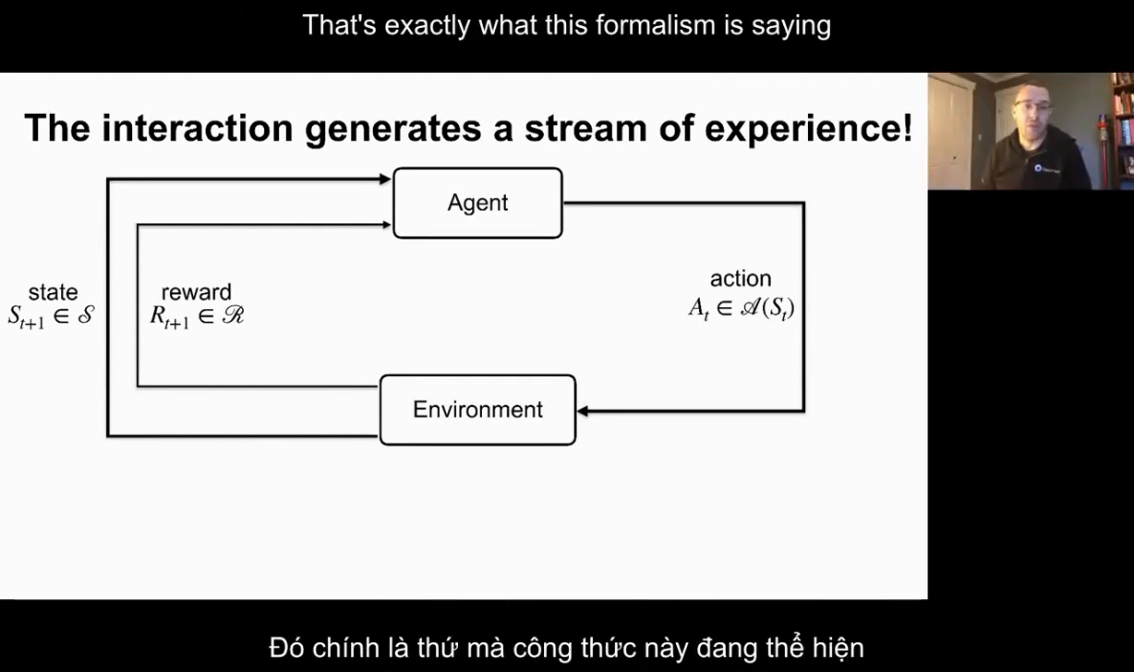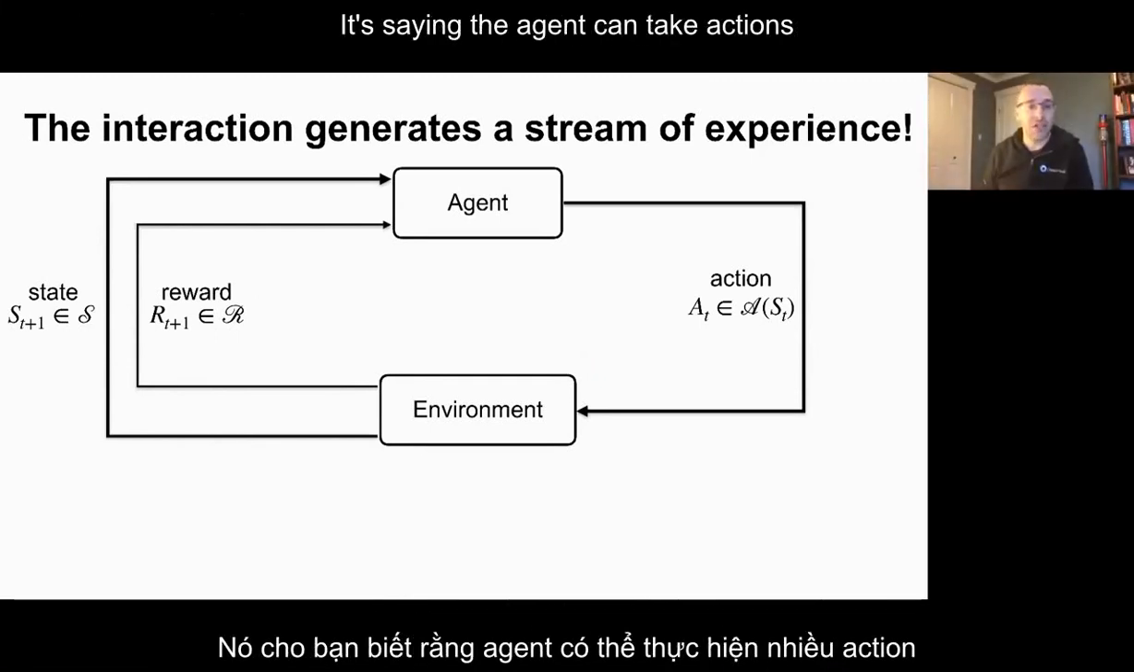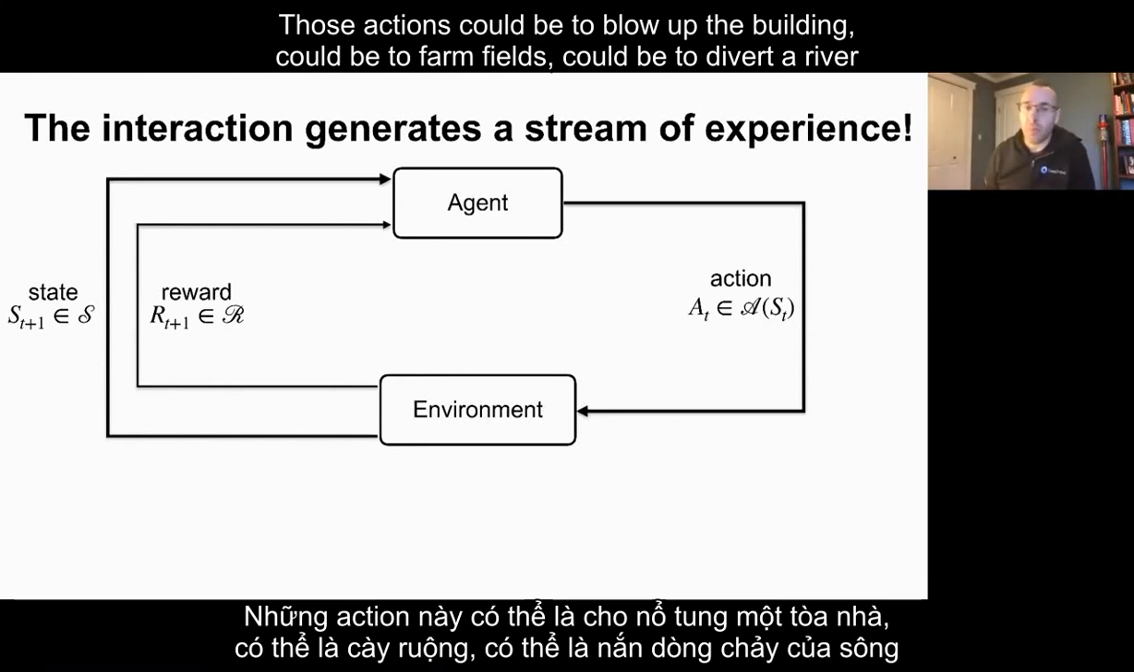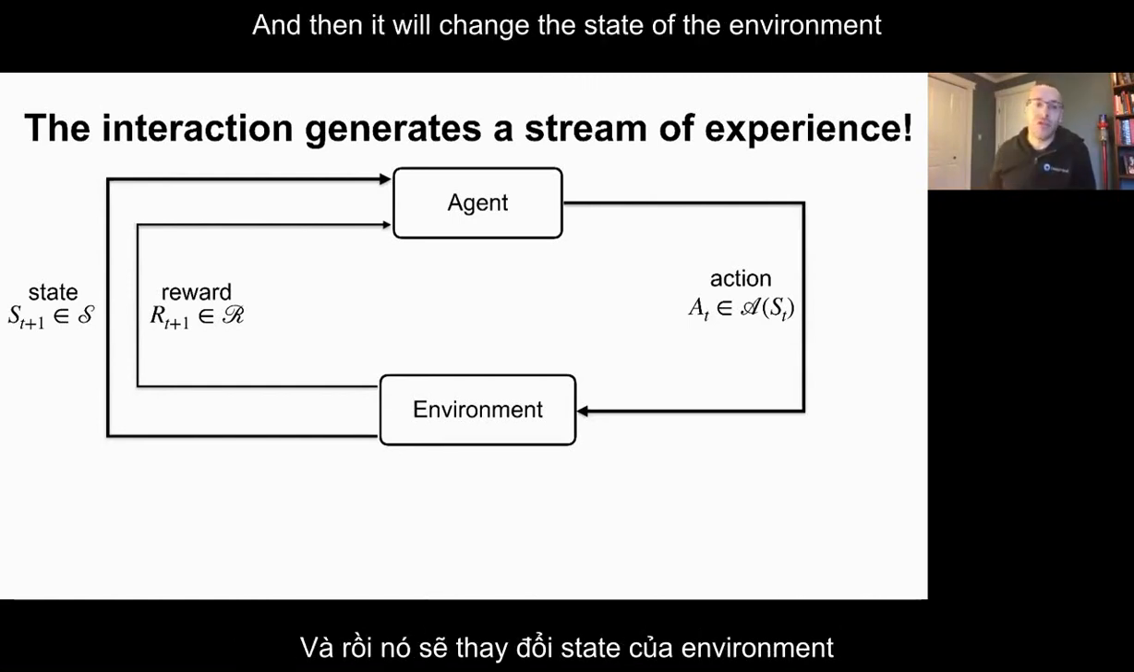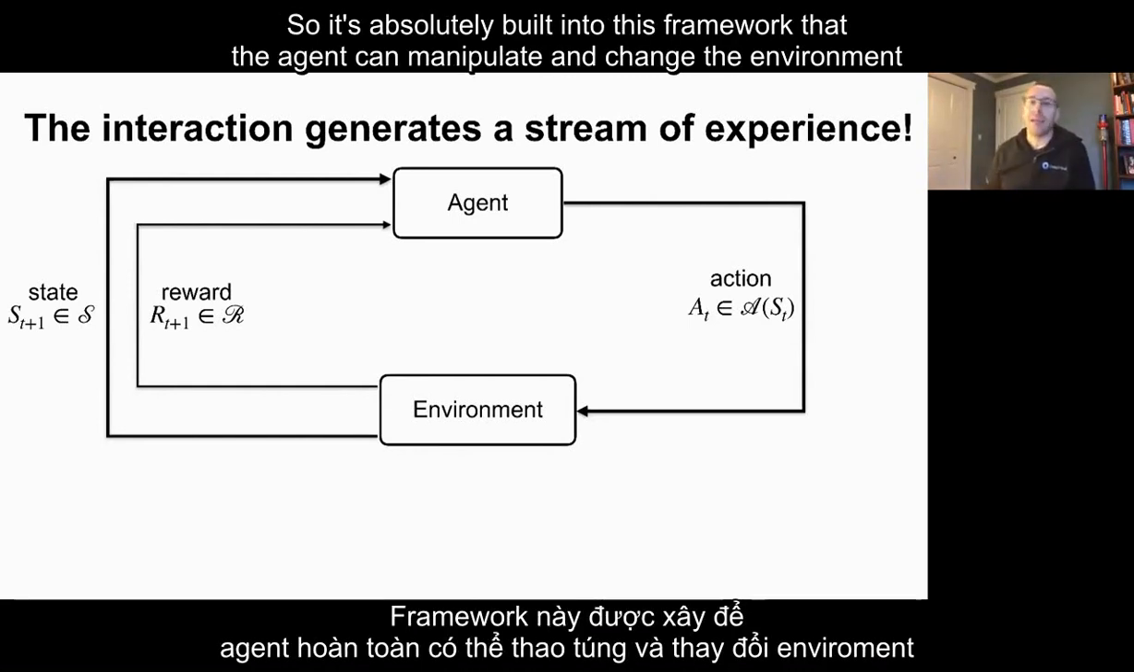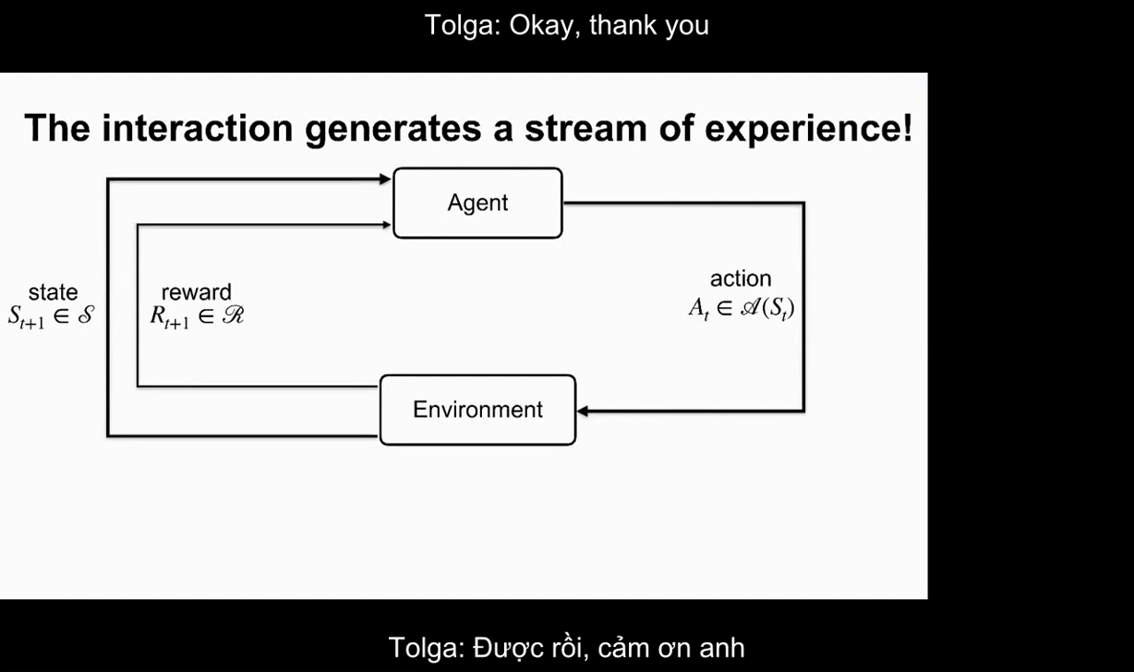That's exactly what this formalism is saying. It's saying the agent can take actions. Those actions could be to blow up a building. Those actions could be to farm a field. Those actions could be to divert a river, and then it will change the state of the environment. So it's absolutely built into this framework that the agent can manipulate and change the environment. Okay, thank you. Great.